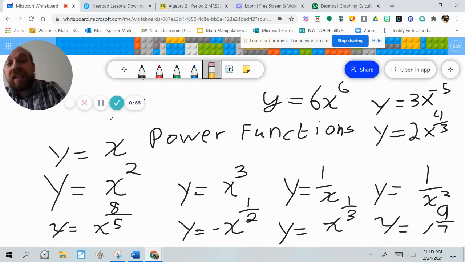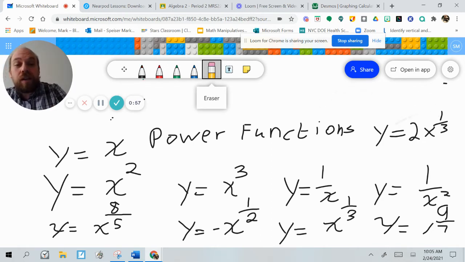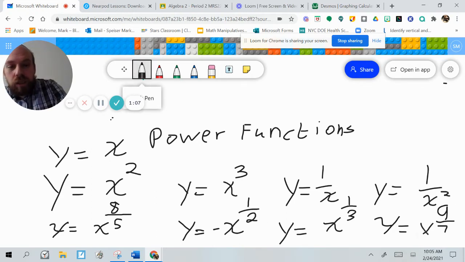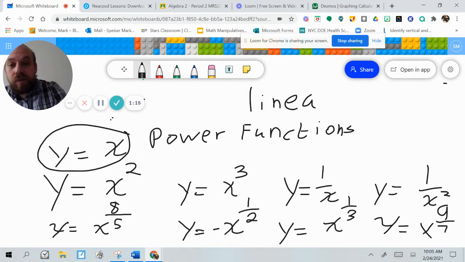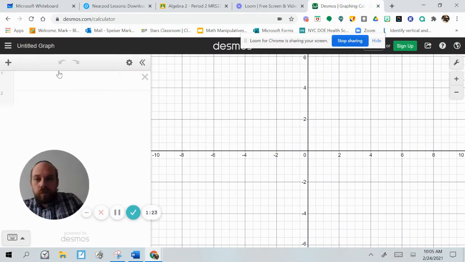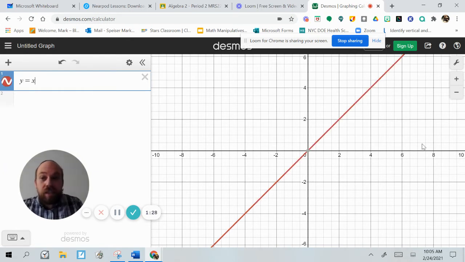Now, there are 9 different possible graphs that a power function can make. And here are the 9 different cases we're going to look at. Okay? So the first case is y equals x. That's called the linear case. And if you look at a graph of y equals x, you'll notice it's a line passing through the origin.